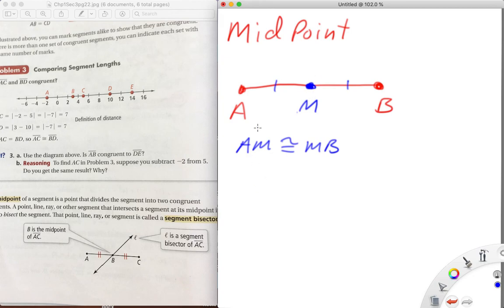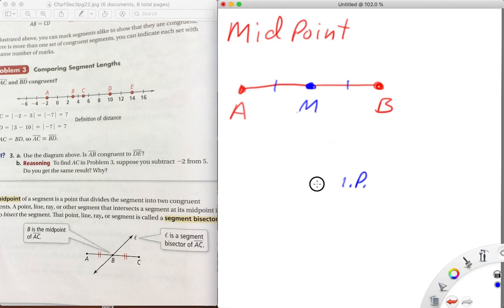So we would then say that M is the midpoint. And I'm going to put MP for midpoint. M is the midpoint, and it's the midpoint because it's the point in the middle of A and B, so that it cuts these two guys in half and makes them congruent. So if we were to put a number here, this would be 5 and that would be 5. That's the midpoint.